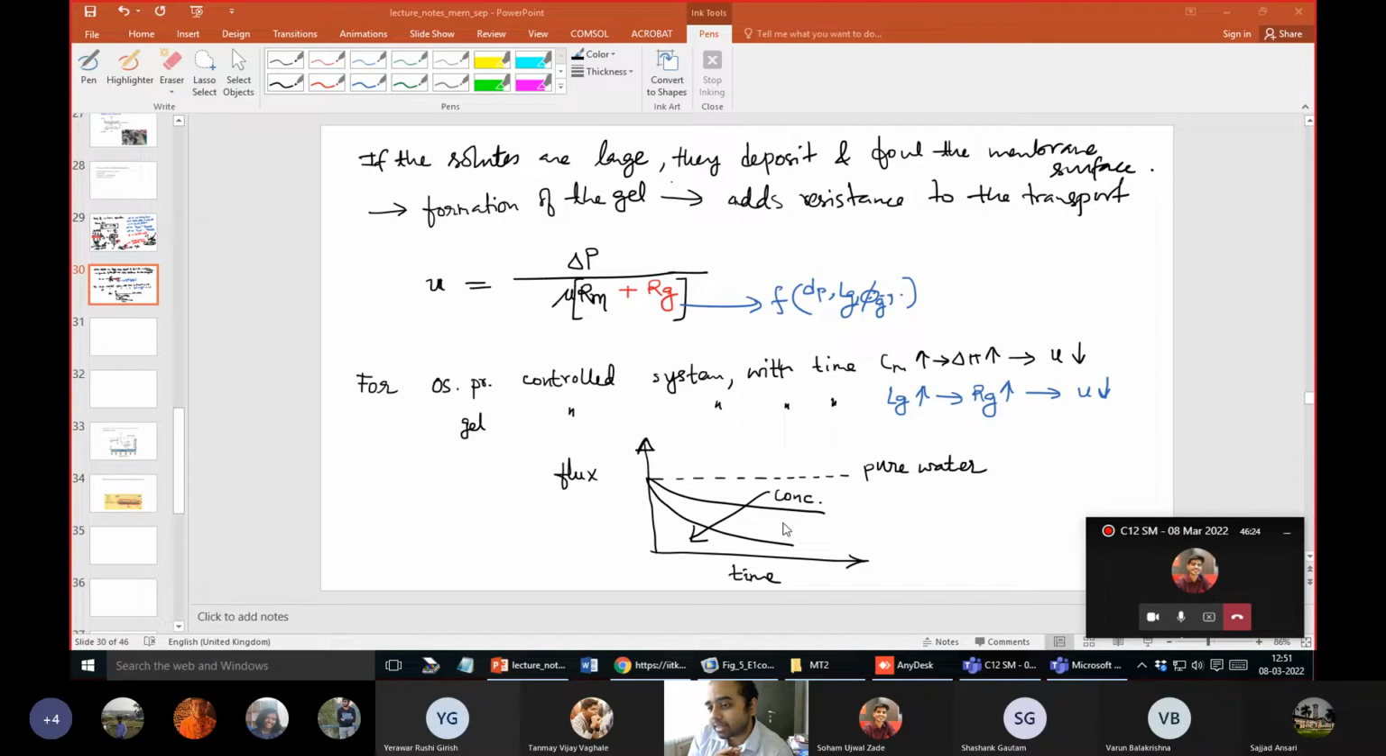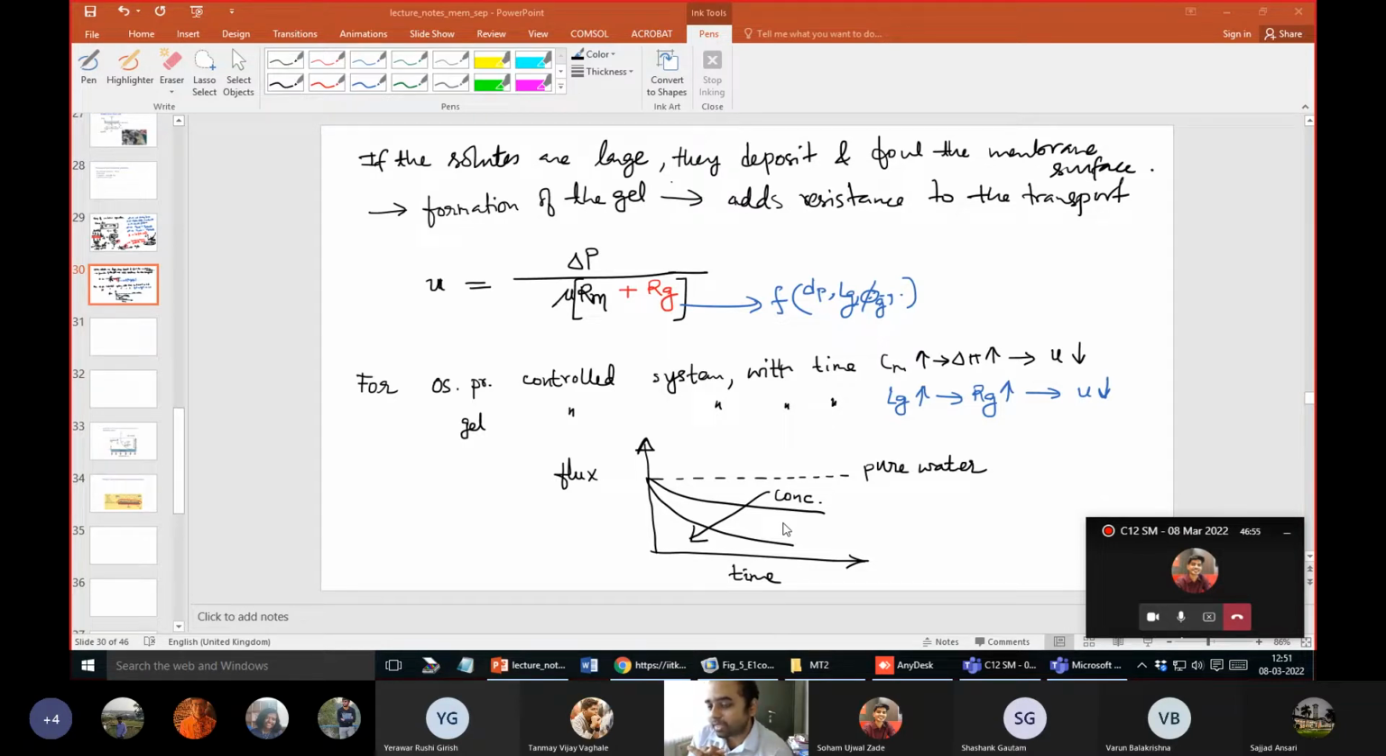Another thing that is generally done, and that also depends on the nature of the solutes, is that you apply some electric field. Generally, this is applicable more for smaller sized molecules, because generally the smaller sized molecules are of charged nature, whether it's a protein or some salt. So there are charges in the system, right?